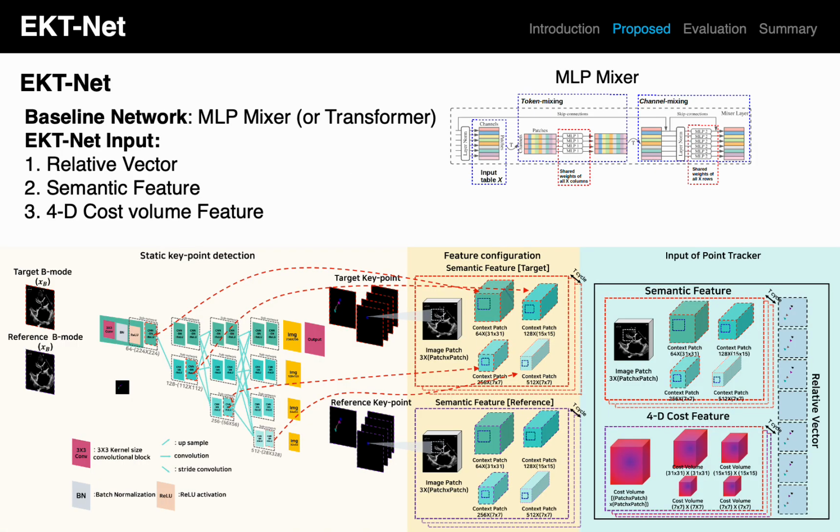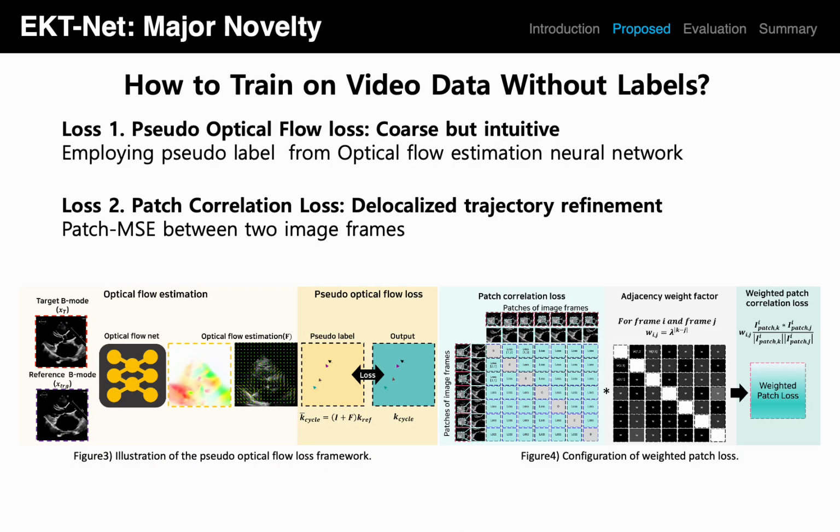Now I will explain the proposed EKTNet in more detail. This figure illustrates the overview structure of our semi-supervised learning strategy. The key challenge here is how can we train on video data without dense labels? To address this, we designed a dual-loss semi-supervised framework that enables learning from unlabeled videos while maintaining temporal consistency.